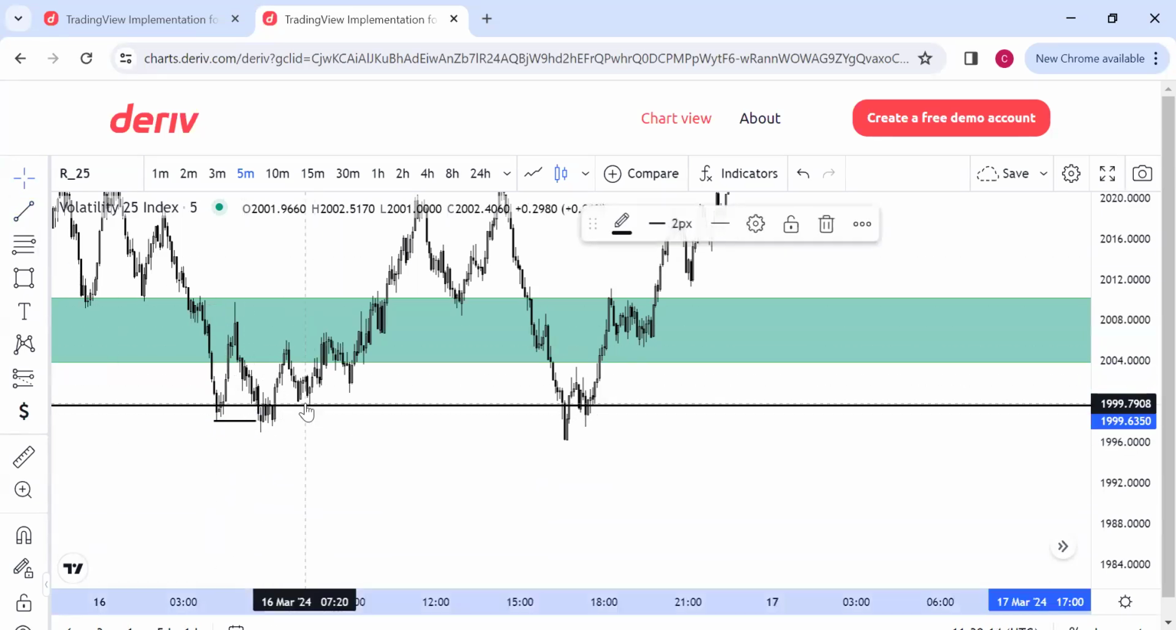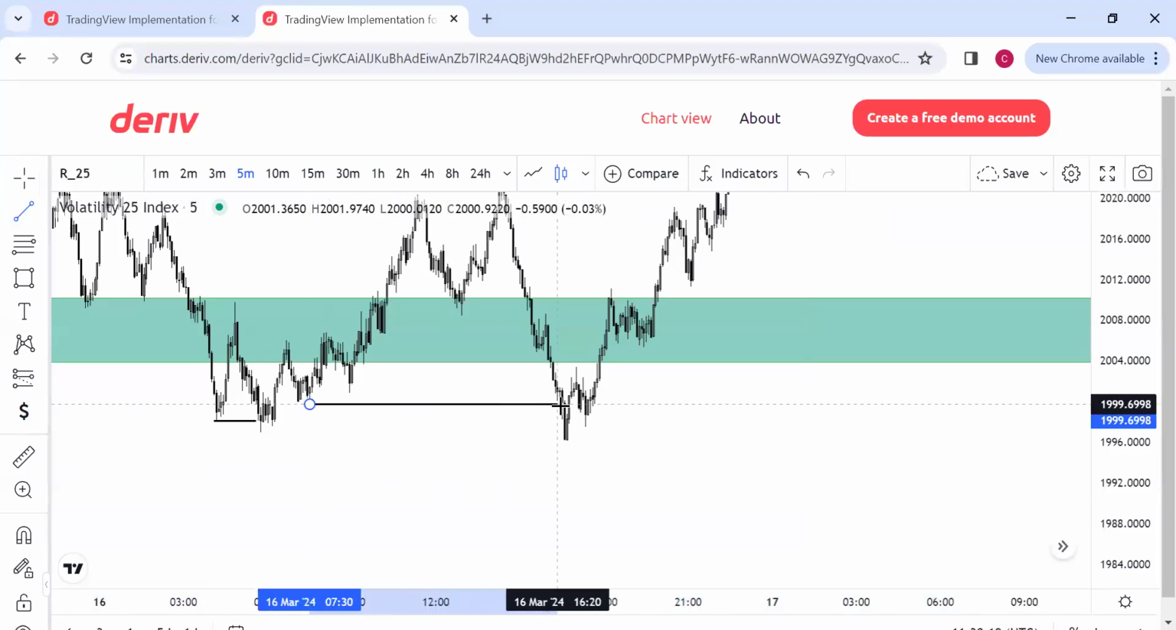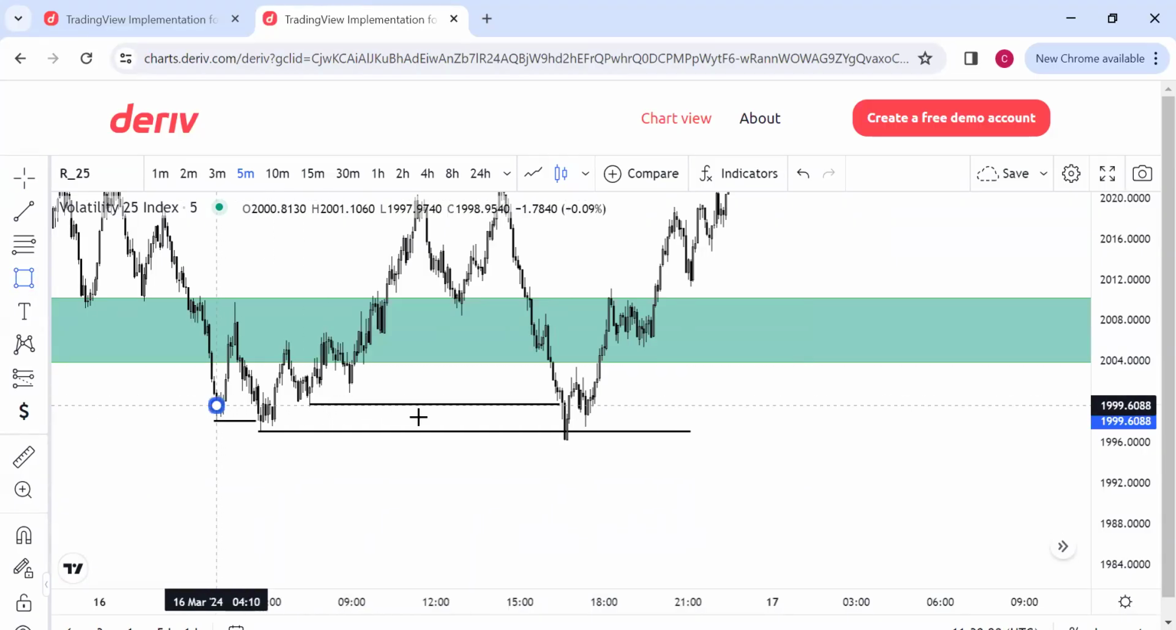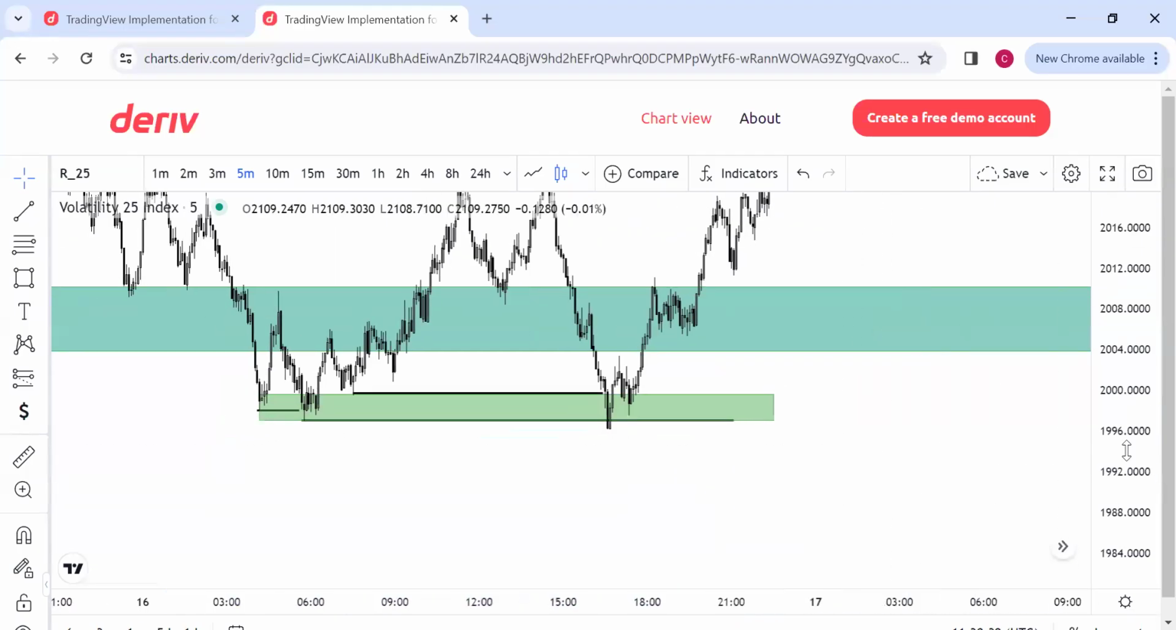We had this structural liquidity here. Now this was the setup I would have taken. We have this protected low. Now this occurred inside that POI on the 1 hour time frame, so this was a more valid setup. And mind you, we had a valid 5 minutes demand level.